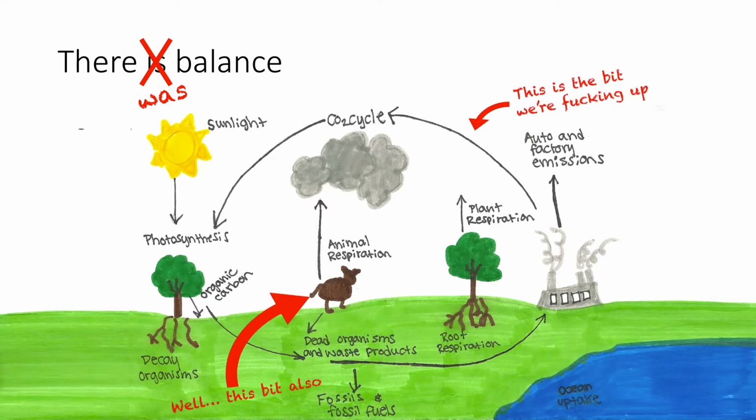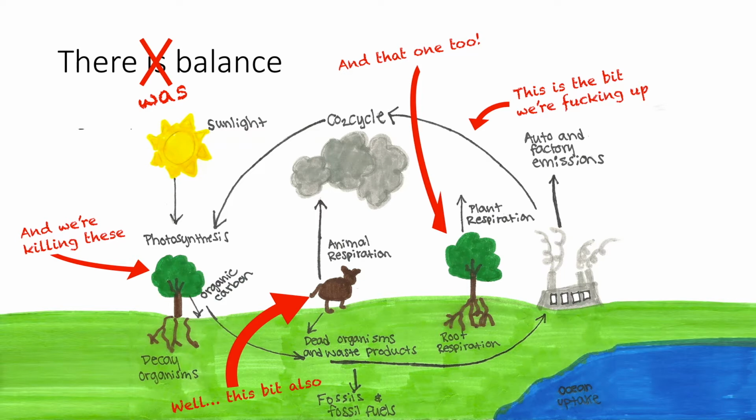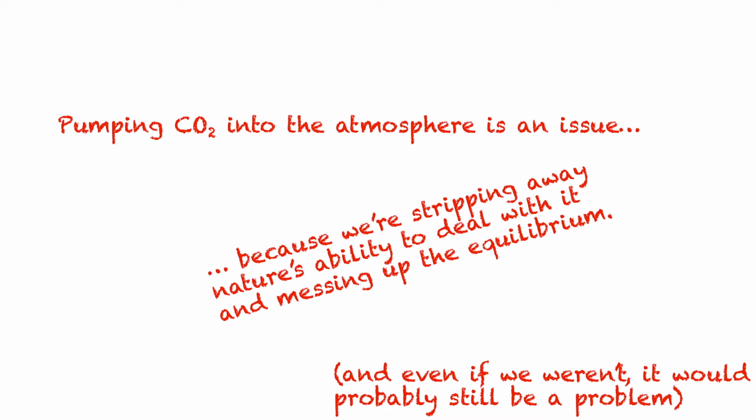Factories and cars are pumping more carbon dioxide in the atmosphere without boosting nature's ability to deal with this added carbon dioxide. In fact, we are making it worse through deforestation. Pumping carbon dioxide into the atmosphere may not be such a horrible thing if we boosted nature's ability to deal with it, but we are stripping away nature's ability to handle it, and we are creating a big problem.